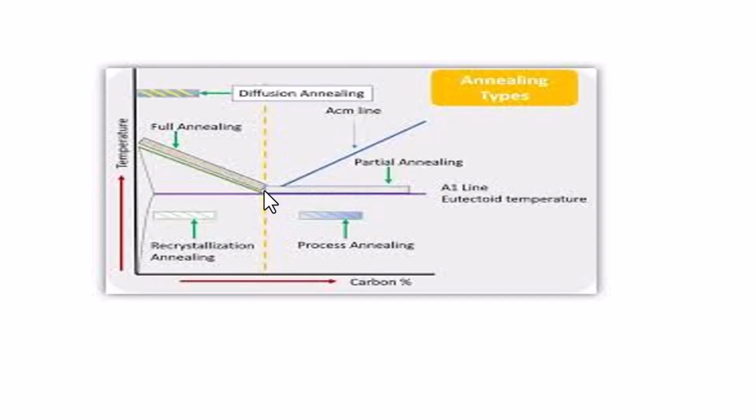This is the eutectoid point, so this side will be hypoeutectoid steel, and from this to this side, it is hypereutectoid steel. So we are heating the material to above the upper critical temperature. That is, this is the austenite range. And then soaking. Soaking means we are holding, and then cooling, furnace cooling, will take place.